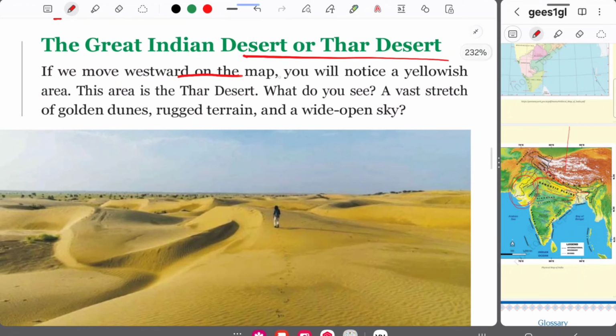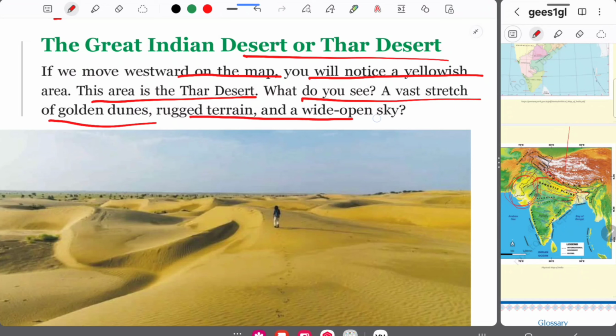If we move westward on the map, this is the western part, okay, here, this side. If we move westward on the map, you will notice a yellowish area. This area is the Thar Desert. What do you see? A vast stretch of golden dunes, rugged terrain and a wide open sky. So this is a desert area, the hot desert area. We have learned about the cold desert Ladakh, isn't it? Now we are going to learn about this hot desert of India, okay. Especially a vast area of it is in India. This desert is also known as the Thar Desert, okay.